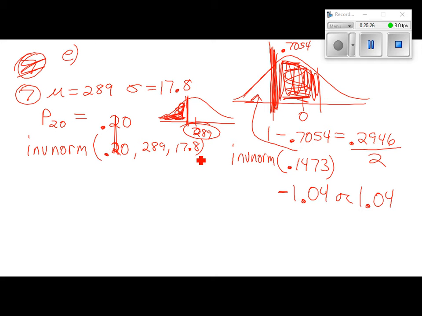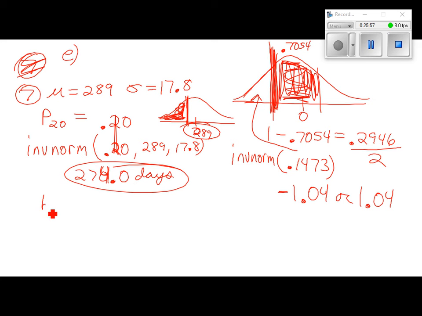What'd you get? 274.01. So what's that telling us? 274. If we're waiting in that group, and we're in that 20th percentile, we'll end up waiting about 274 days for a heart.